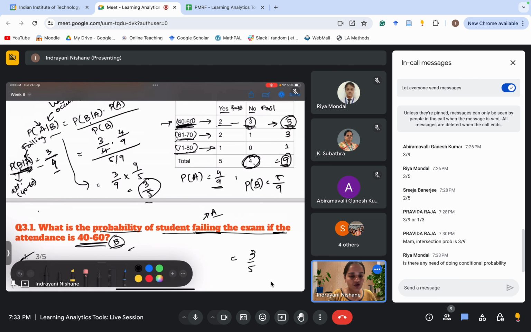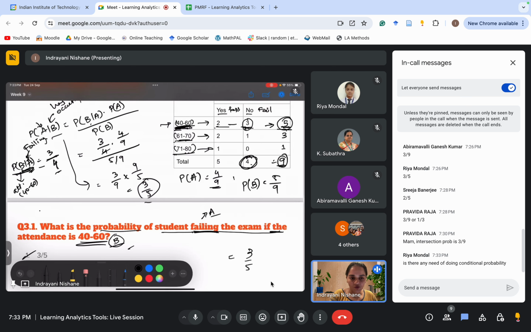So for this particular question, Ria, there is no need to use conditional probability, but I'm explaining it for the benefit of a broader audience. If you want to apply the formula, then you should know how to apply it and how to calculate these probabilities. Otherwise there is no need to follow this particular formula.